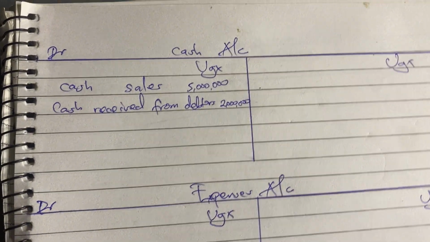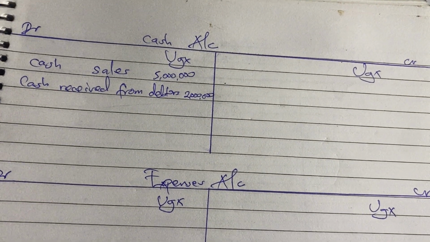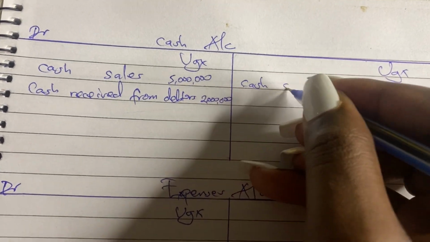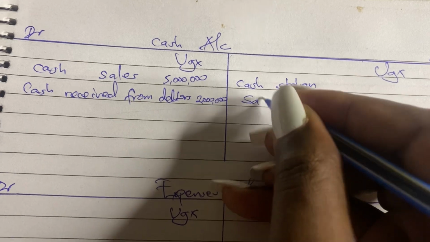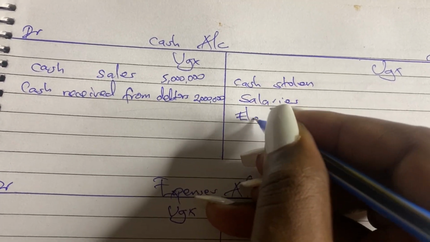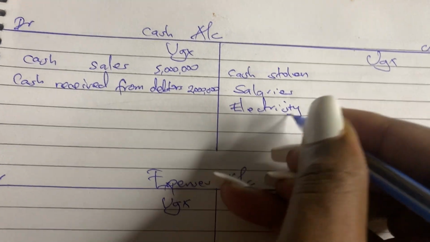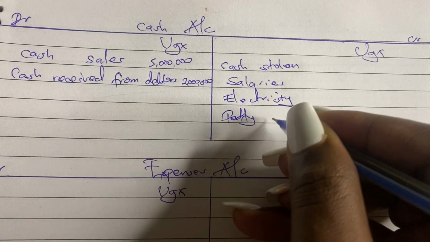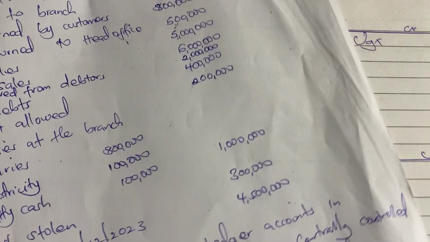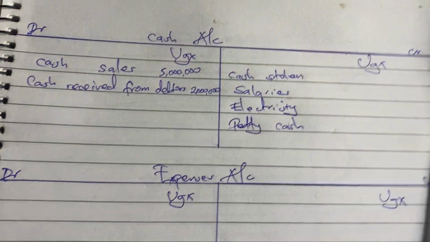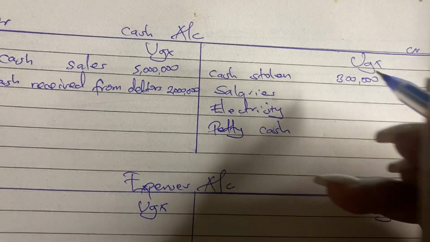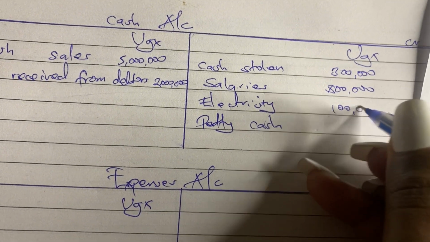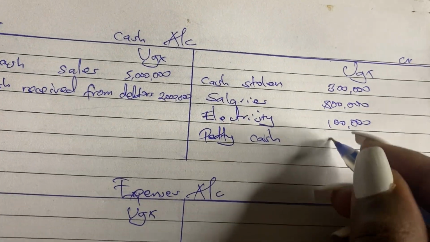Then on the credit side, it's for the things that we're taking out cash. So we have things like cash stolen, salaries, electricity. It's more like the expenses. Then we have petty cash. Cash stolen, 300,000. Salaries, 800,000. Electricity, 100,000. Petty cash, 100,000.